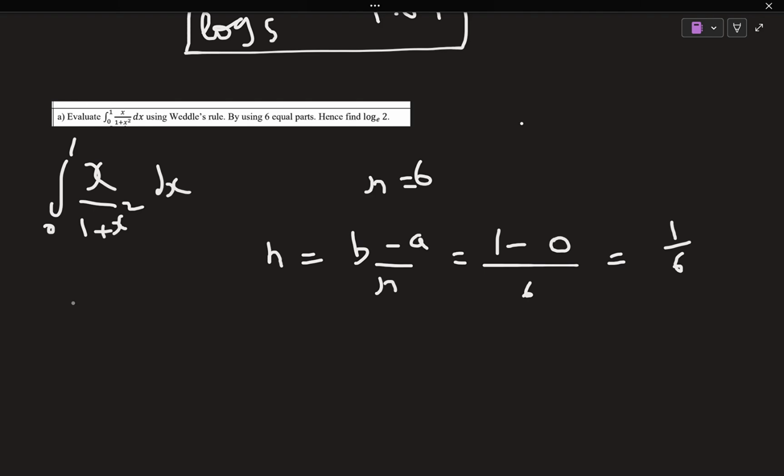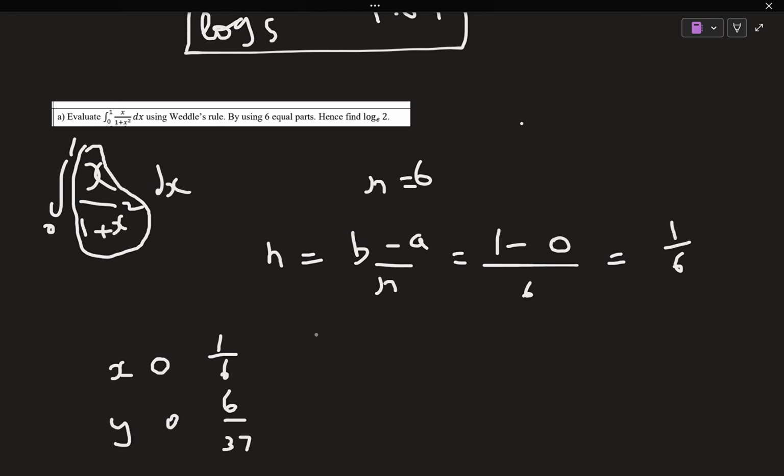Now I'll draw my table x and y. So basically my x, when x is 0, only this part is y, correct? So when x is 0, my y value will become 0. When x is 1 by 6. Since my h is 1 by 6, I keep adding it. So when x is 1 by 6, if I substitute 1 by 6 here, I'll be getting 6 by 37. I believe you guys can do that.